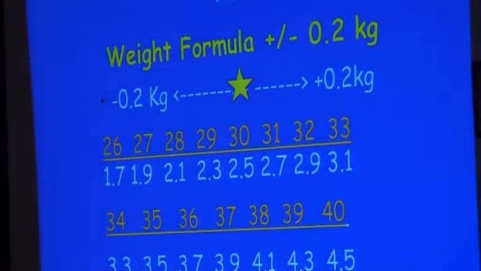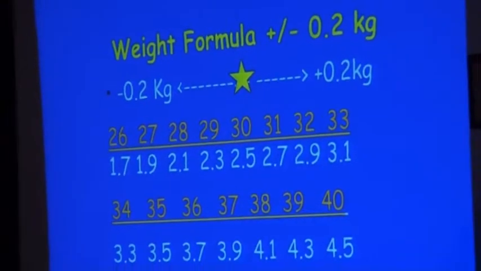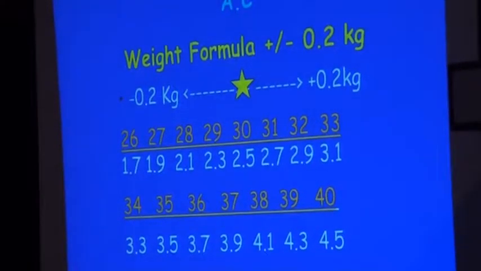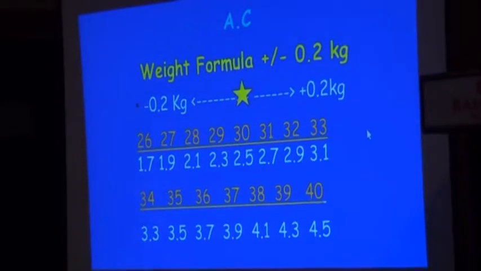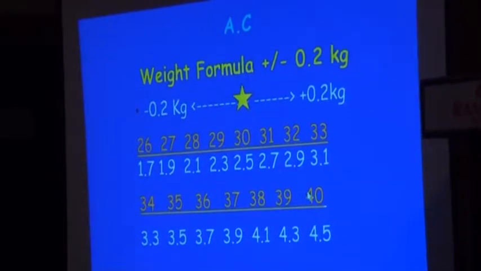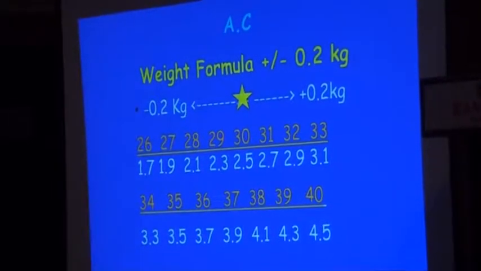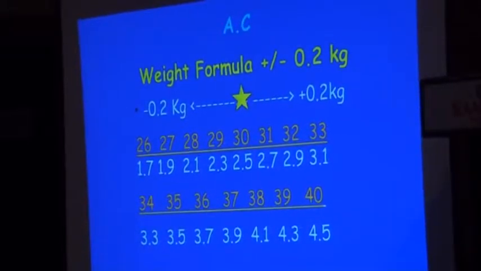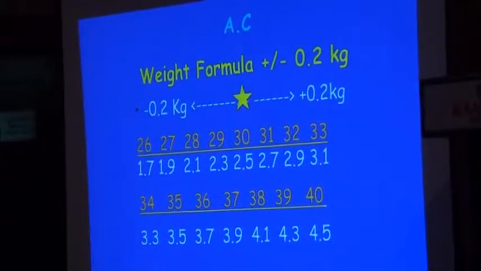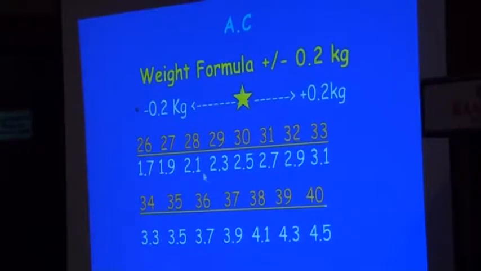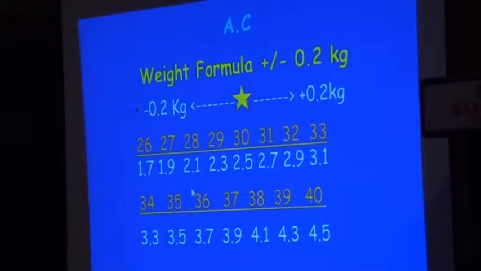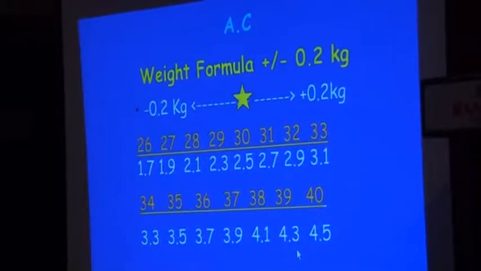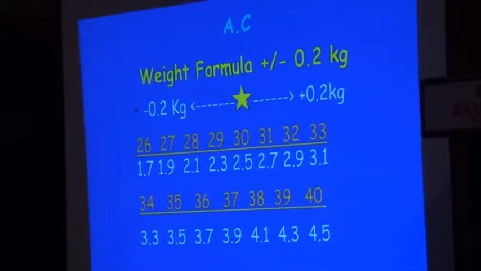Now, we have this beautiful slide. The top orange one is the abdominal circumference and the lower one is the gestational age. Keep on increasing 1 centimeter, keep on decreasing 1 centimeter, and keep on decreasing 0.2 kg, 0.2 kg, and keep on increasing 0.2 kg, 0.2 kg. You can make the formula in just 2 minutes when you have a piece of paper and pen.